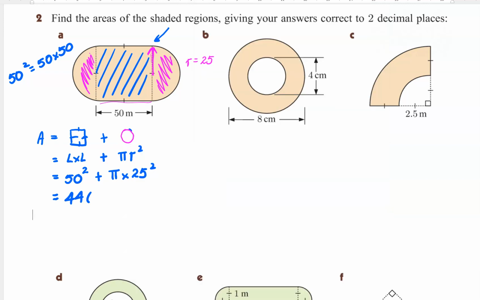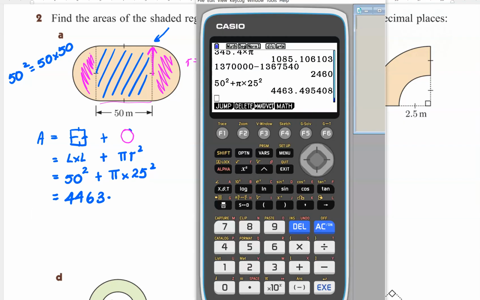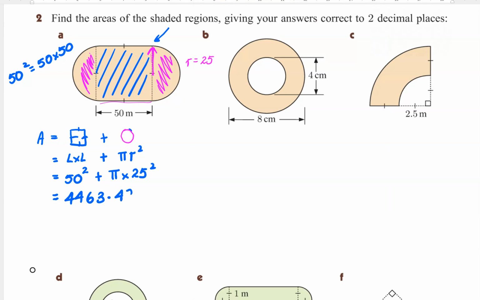Mine's going to come up with that, so let's go 2 decimal places, 4463 point 495. I said I would like 2 decimal places. So when I go 2 decimal places, you must look at the 3rd decimal. And because this is 5 or more, we have to round 49 up 1, and that becomes 50. So the correct answer is 4463.50. I mean, it did say 2 decimals, so I put the 0 there, but that's not really making a difference. Meters squared.